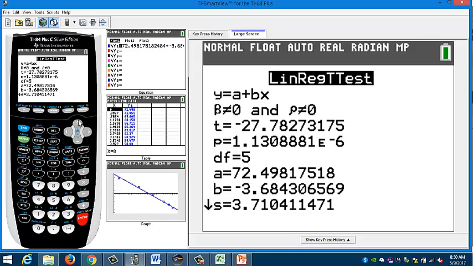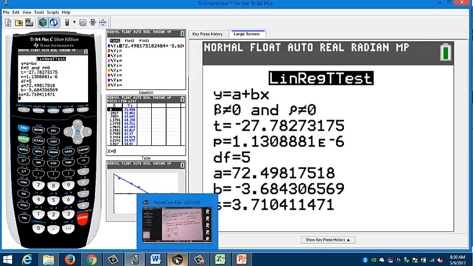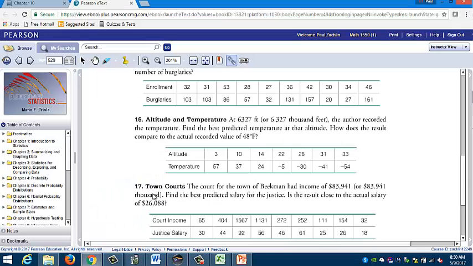So here I go, guys. The question that I wanted to ask was, well, it's written here. Let's look at the book again. Because this is what you guys will be doing for homework tonight. You'll be graphing lines, you'll be plotting points, but then you'll be answering questions. How does the result compare to the actual recorded value of 48 degrees? What result? Oh, this one. Find the best predicted temperature at that altitude. At what altitude? At 6327 feet. Right?